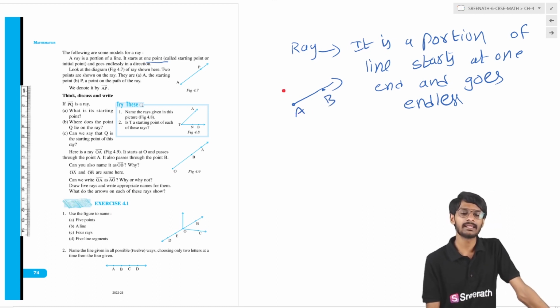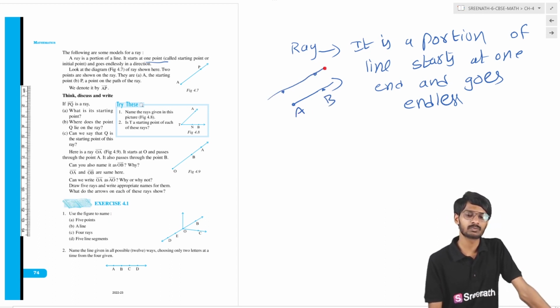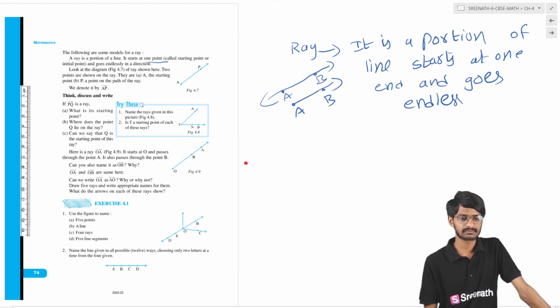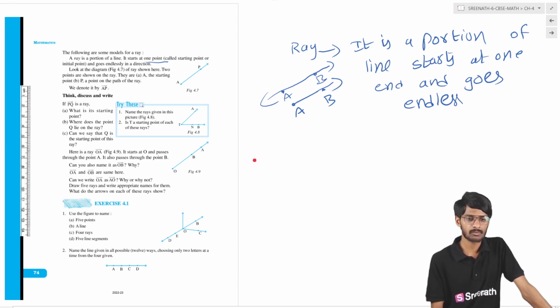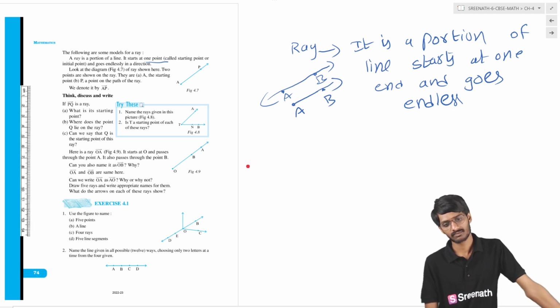A line has two points and extends on both sides; it does not have a starting point. This is A, and it goes on like that. From this point to this point we are taking, that is the ray, and this point to this point we are not taking. That is about rays, students.